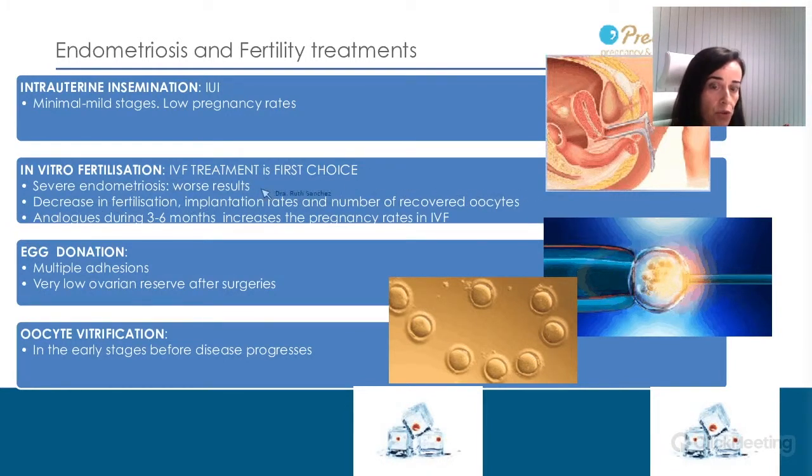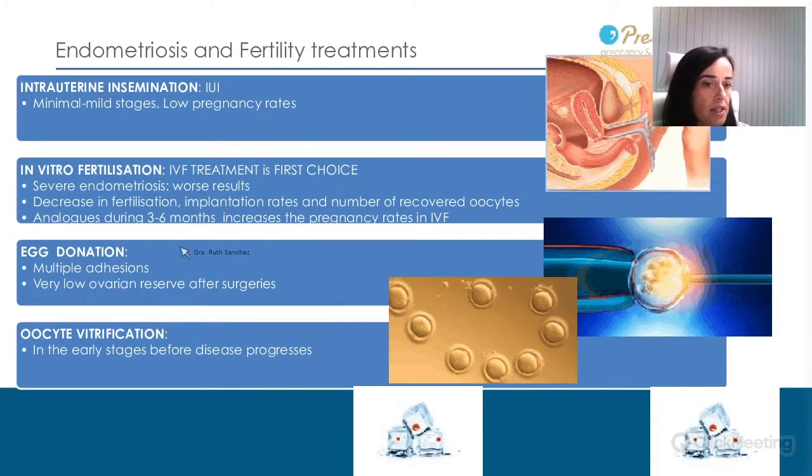We have to know and to inform these patients also that the results are worse because endometriosis produces a decrease in the fertilization rate, in the implantation rate, and a decrease in the number of recovered oocytes. It is demonstrated that if we give analogs during 3 or 6 months previous to the IVF, we can increase the pregnancy rates. So we suggest to give this medication previous to the treatment.